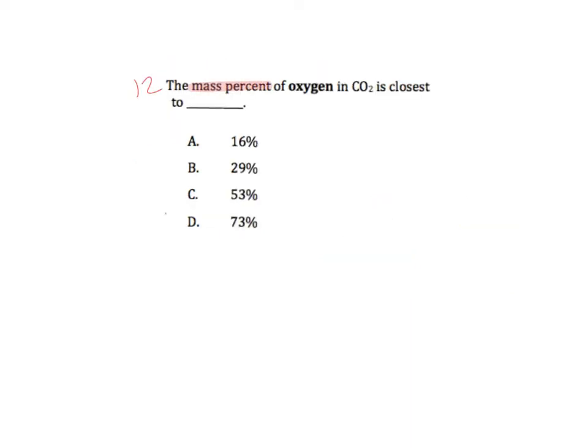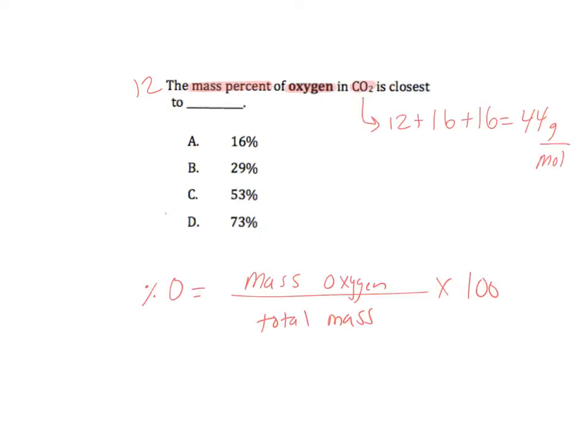Mass percent. What's the mass percent of oxygen in CO2? We took a formula for mass percent. So we need the percentage of oxygen. So find the total mass and see how much of it is oxygen. All of this is oxygen. 32 grams is total oxygen. So 32 over 44 times 100.